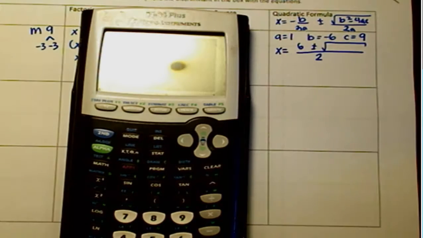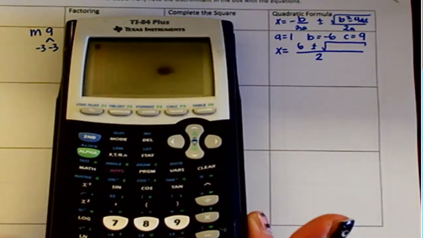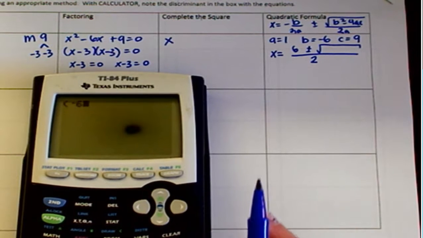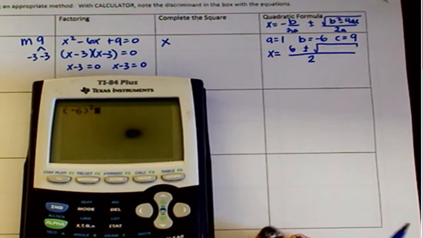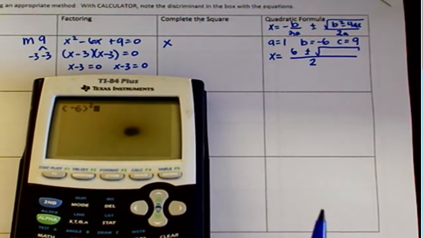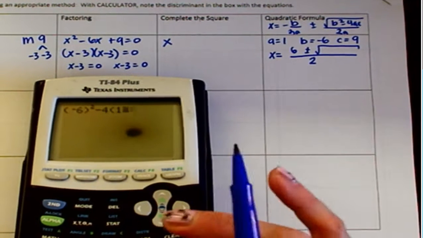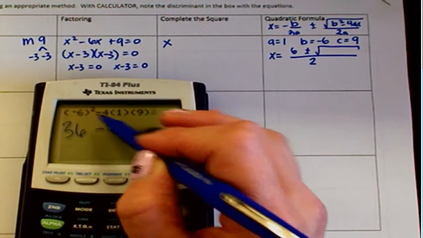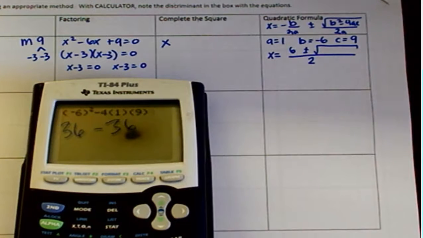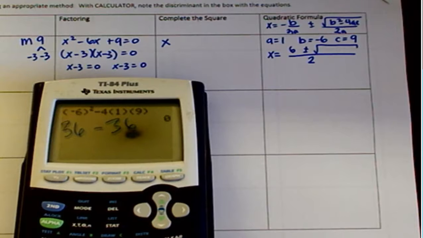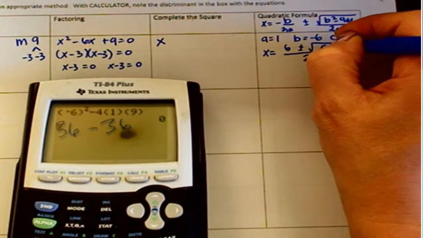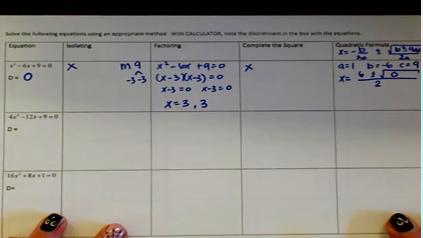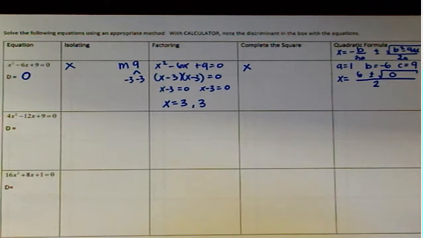So I'm going to come here with my calculator, and I'm going to type it in. b squared, so -6 squared, minus 4ac. Now, in my head, I'm like 36 minus 36 is 0. Yeah, 0. The discriminant is 0. See that? 0. I recorded it over here.